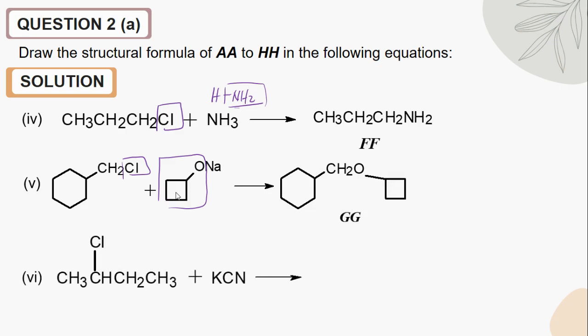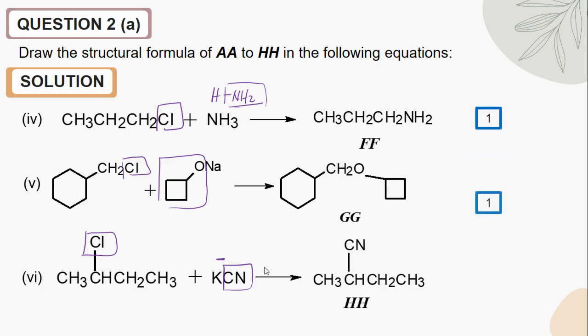Next, question number 6. Nucleophilic substitution is going to be with Cl and with the nucleophile here, CN negative. So in place of Cl, you are going to have CN. But be careful, the C is the one with the negative charge. So your attachment must be C and then N. So that will be your structure HH. So in terms of marks, each correct structure gets you 1 mark. So FF 1, GG 1, and HH 1. So total for question 2A is 8 marks.